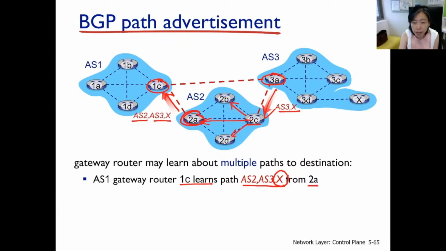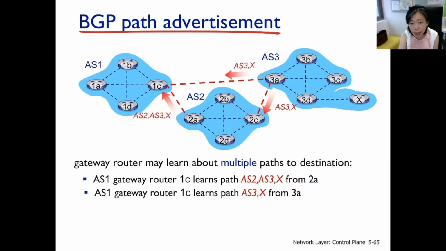The other direction is this. 3A can be simply sending what? AS3 X, this path advertisement, directly to 1C, and 1C will just simply learn, right? There's another way to reach destination X, which is just simply sending it to AS3 through 3A. So these are the gateway border routers that 1C sends the packets to, for the two different paths, 2A and 3A.